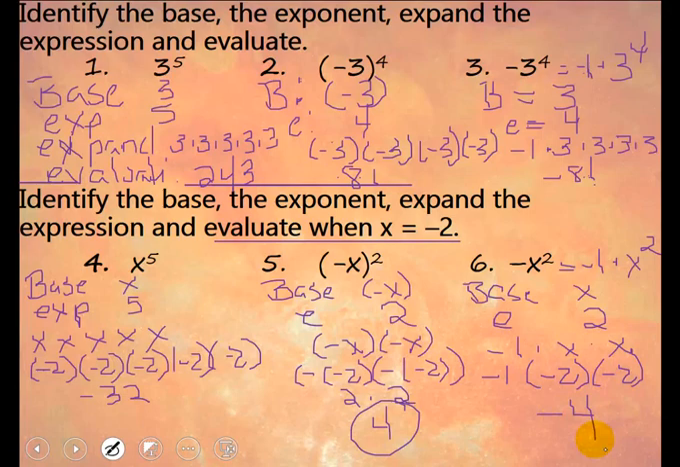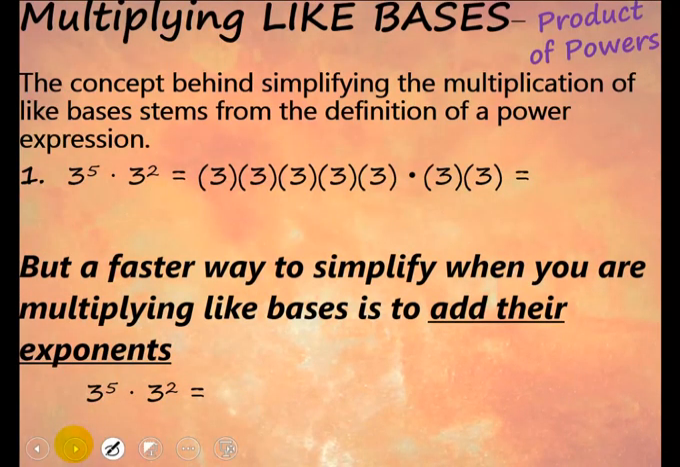One of our first rules is what we call the product of powers. I think of it as how do I multiply like bases? This only works when your bases are alike. You can only simplify this way when your bases are alike, okay? Like bases. The concept stems from the multiplication from the expansion.